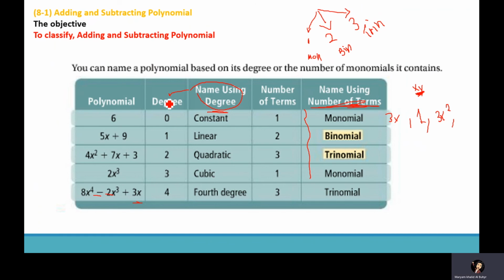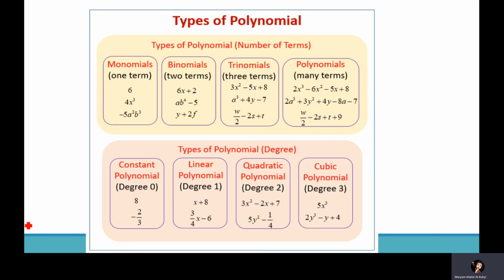According to the degree, if you have a constant like this, the degree is 0. This is degree 1, which is always linear. This is degree 2, the greatest one, which is quadratic. Degree 3, it's a cubic. From 4 and up, you will say 4th degree, 5th degree, 6th degree, and so on. In another way, that is more organized, just to make it easier for you: if you have one term, that is monomial. Here are some examples. 2 terms, binomial. 3 terms, that's a trinomial.